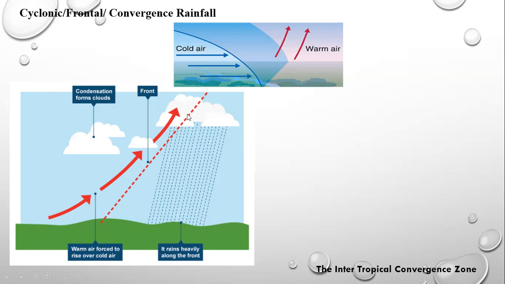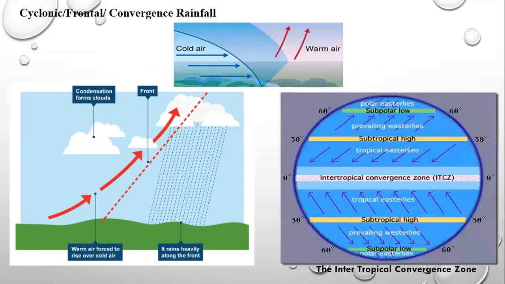So this line which you are seeing here is the convergence zone or the frontal zone. So this is a frontal line or the intertropical convergence zone where warm air meets up with cold air, and it is forced to rise up. When it rises up, it condenses after cooling to form clouds, which in the end drop in form of rainfall.